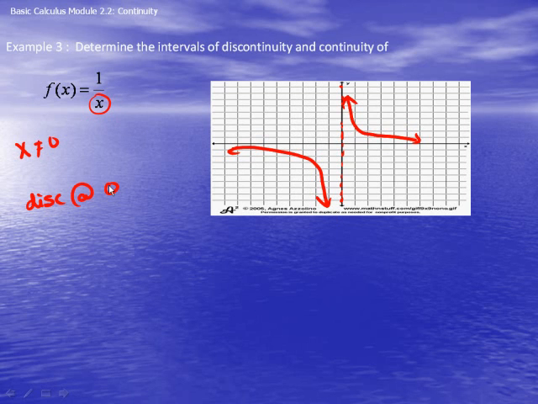And it is going to be continuous all the way from negative infinity to 0, and that's going to be union with 0 all the way to infinity. Once again, notice that we are using open interval notation because 0 would not be included because of the restriction.